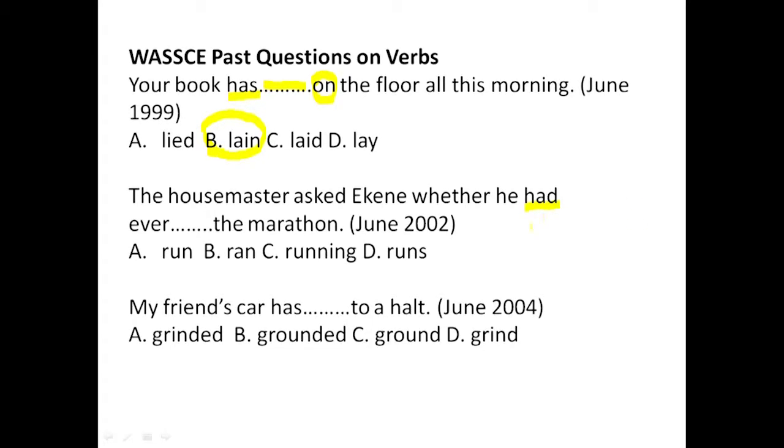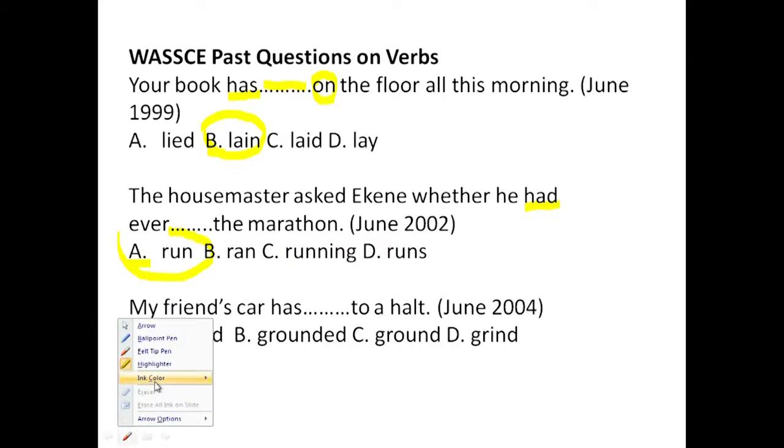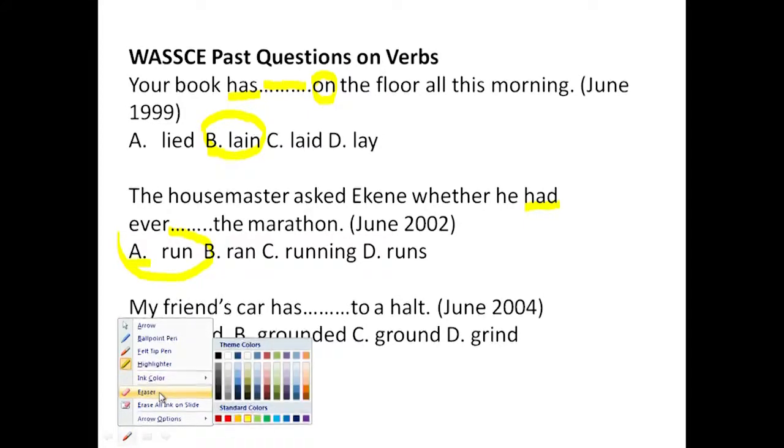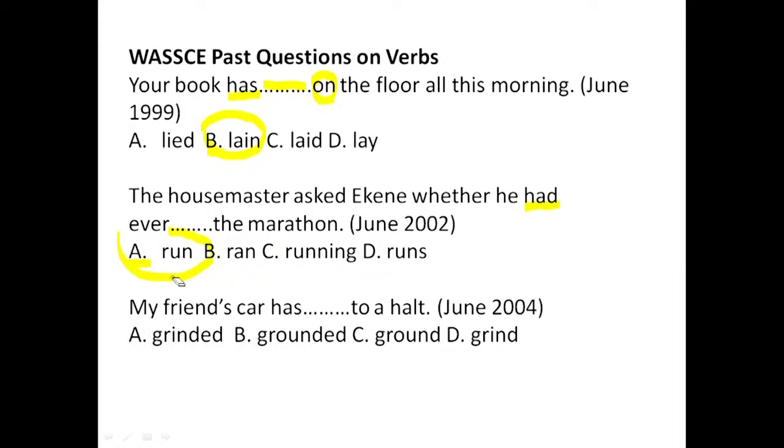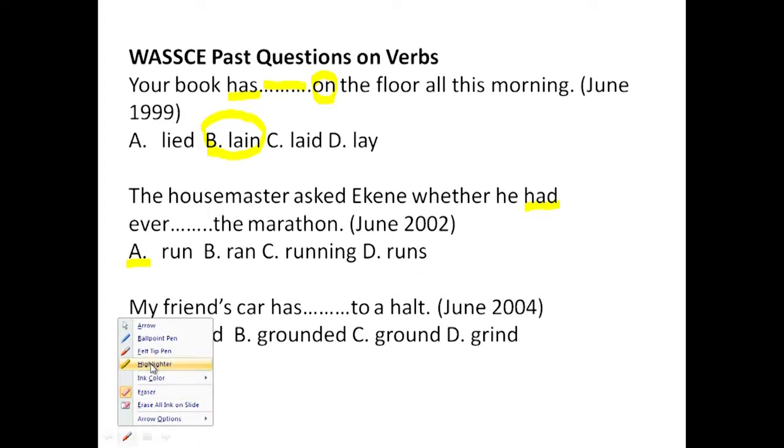So here we are being tested on the past participle for run, and of course you know it's run. So A is our answer. B, ran, is wrong. C, running, is wrong. We don't have to waste time on this. If you understand the participle form of the verb, it becomes very easy to see that we are not to consider ran, running, or runs, but run is the correct one. So A is our answer.